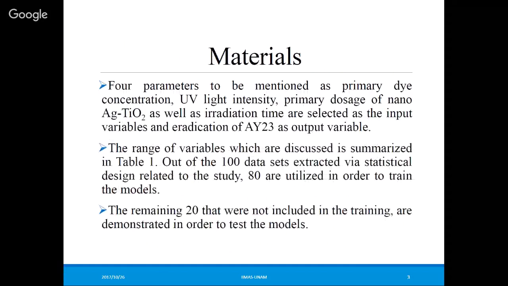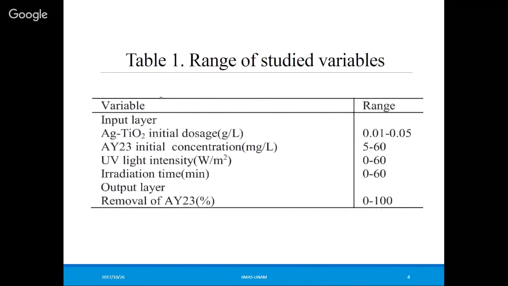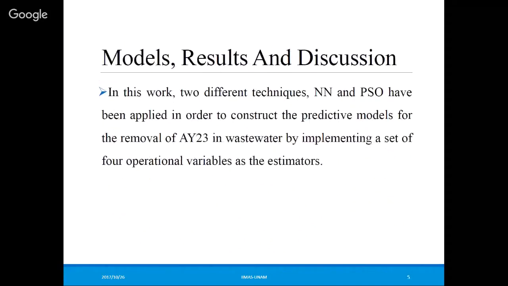After 100 data sets were extracted via statistical design related to this study, 80 are utilized in order to train the model. The remaining 20 that were not included in the training are used in order to test the model. Model results and discussion. In this work, 2 different techniques, NN and PSO, have been applied in order to construct the predictive models for the removal of AY23 in wastewater by implementing a set of 4 operational variables as the estimators.